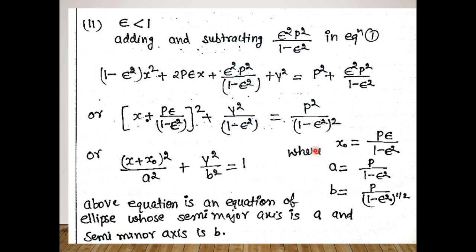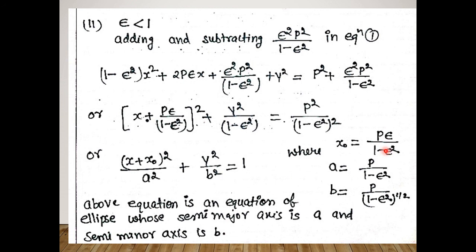Now if we put x0 equals p epsilon upon 1 minus epsilon square in this situation, and a equals p upon 1 minus epsilon square in this equation, and b squared equals p squared upon 1 minus epsilon square times a square. So what we get is x plus x0 whole square upon a square plus y square upon b square equals 1. We are going to substitute these values in this form.